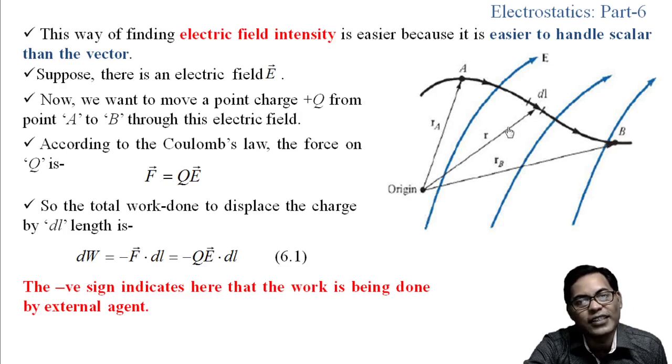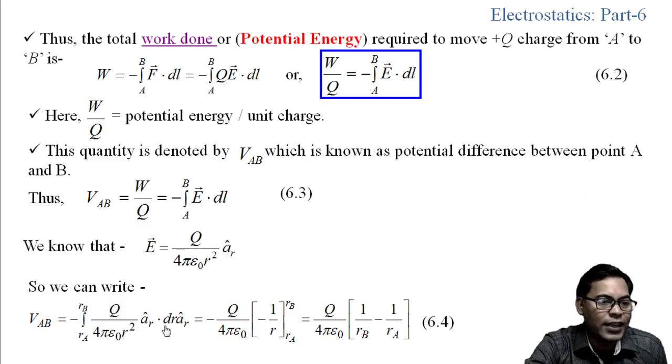This R is varying. That is why this dl can be represented as the variation of R, that is dr, and dr will be along the direction, the radial direction a_R. So that is why we can write dr a_R. So a_R dot a_R will be 1.